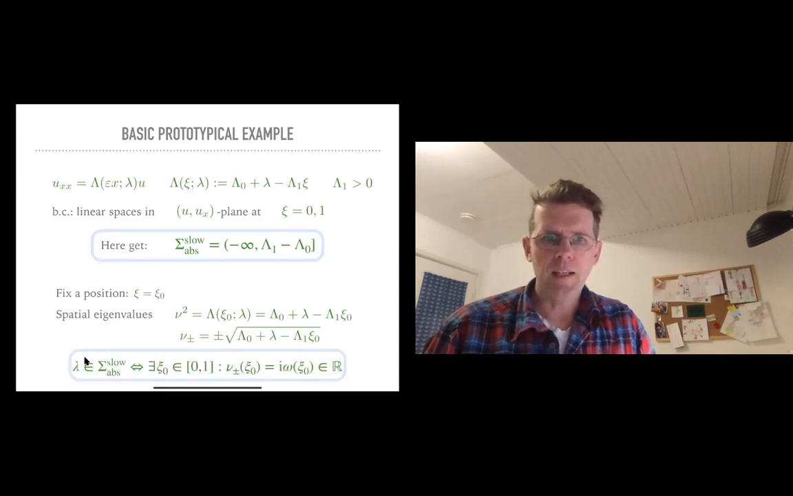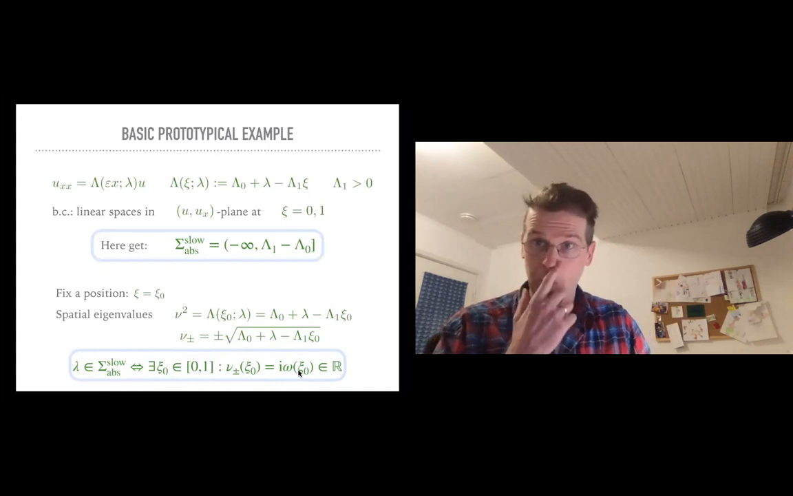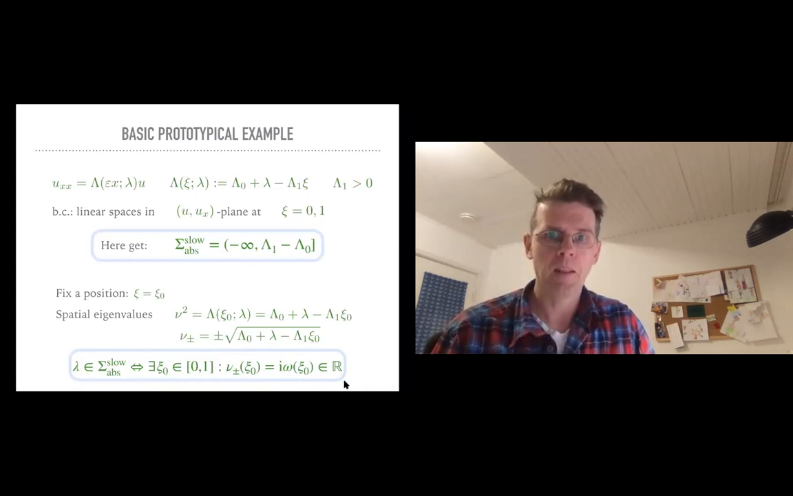Or in other words, lambda is in the slow absolute spectrum if and only if there exists a xi 0 in this interval 0 to 1, such that the spatial eigenvalue pair nu plus minus of xi 0 is purely imaginary and of the form i times omega of xi 0 with some frequency parameter omega, and this should be in iR, I'm sorry.